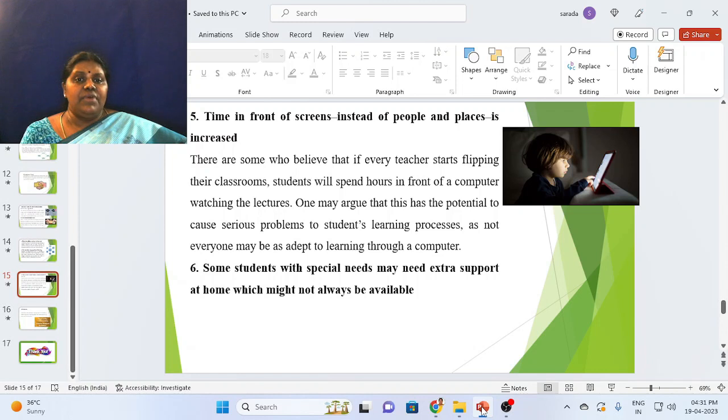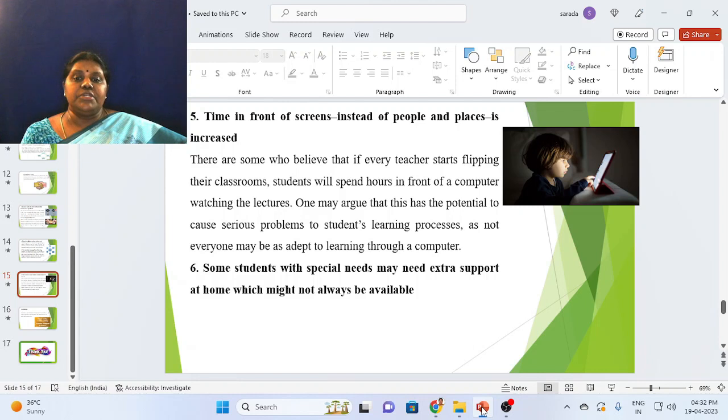The next disadvantage is time in front of a screen instead of people and places is increased. There are some who believe that if every teacher starts flipping their classroom, students will spend hours in front of a computer watching the lectures. One may argue that this has the potential to cause serious problems to students' learning processes as not everyone may be as adept at learning through a computer.